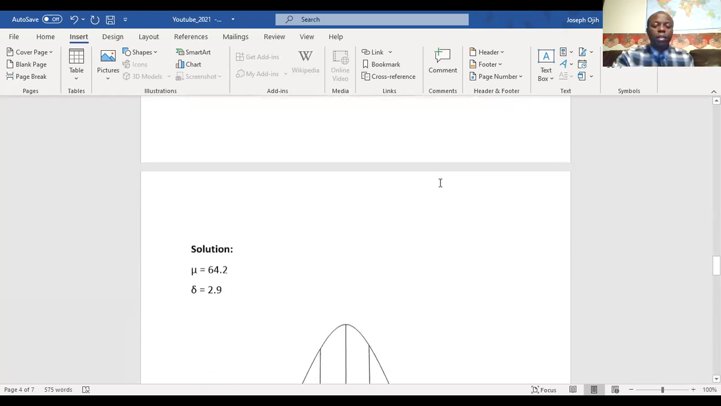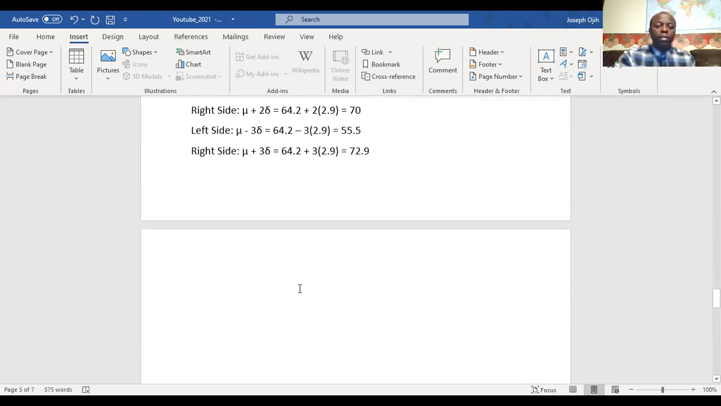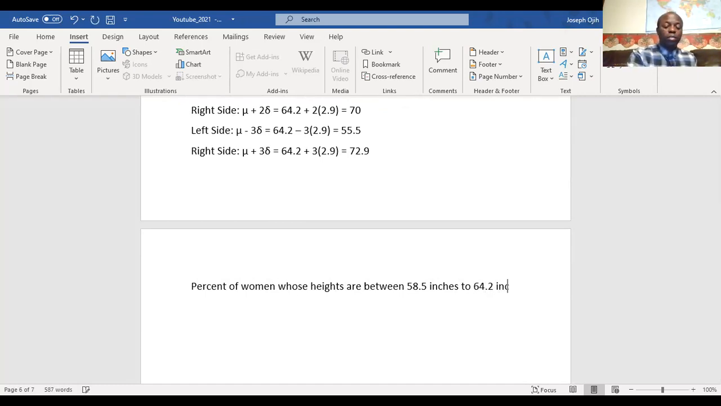Look at here. See 58.4. This is 62.4. So the percent of women whose heights are between 58.4 inches to 64.2 inches is equal. So you can see it from here.